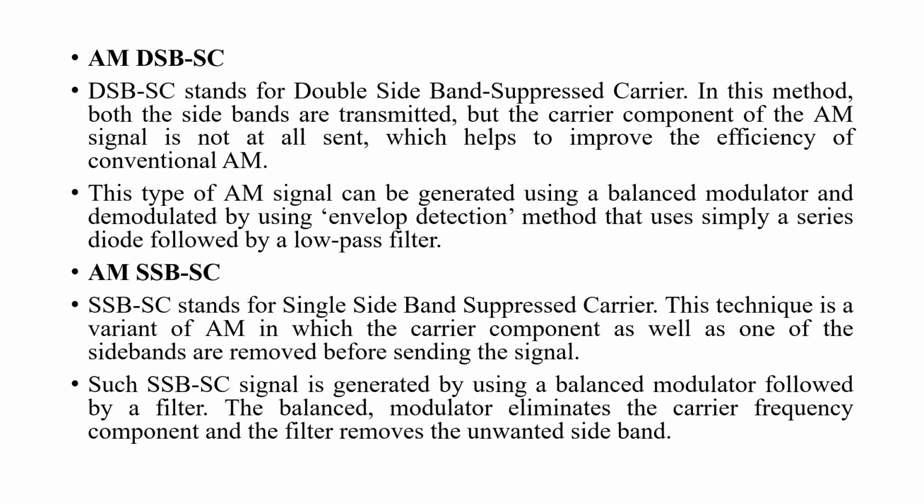Next is the SSBSC. In SSBSC, the carrier signal as well as one of the sidebands is suppressed and only one sideband is transmitted. Because of that, the power consumption is highly reduced when compared with general transmission of an AM signal.